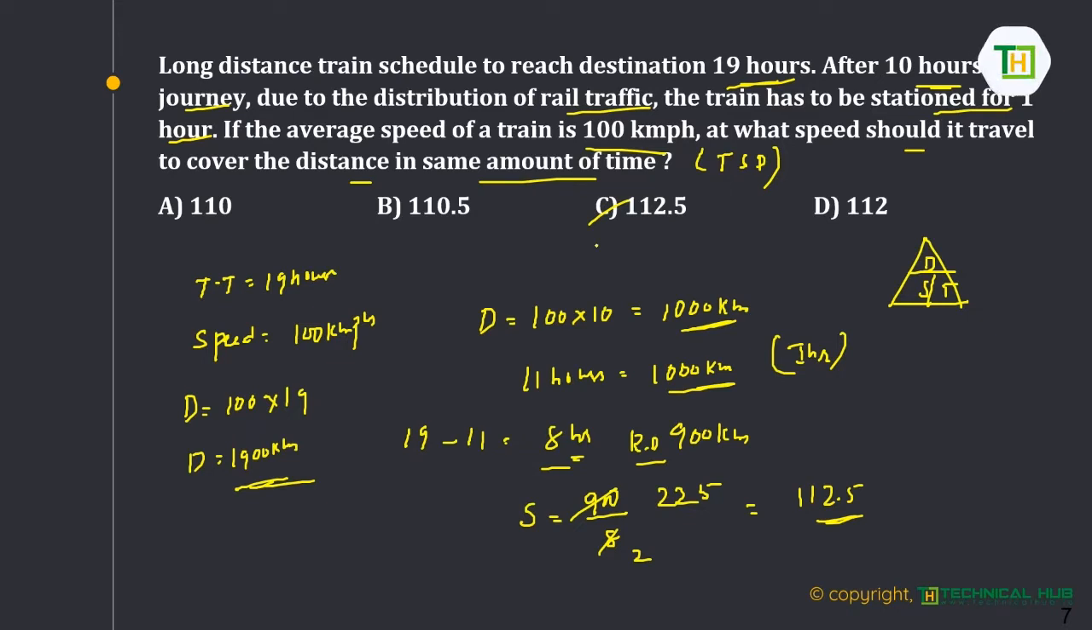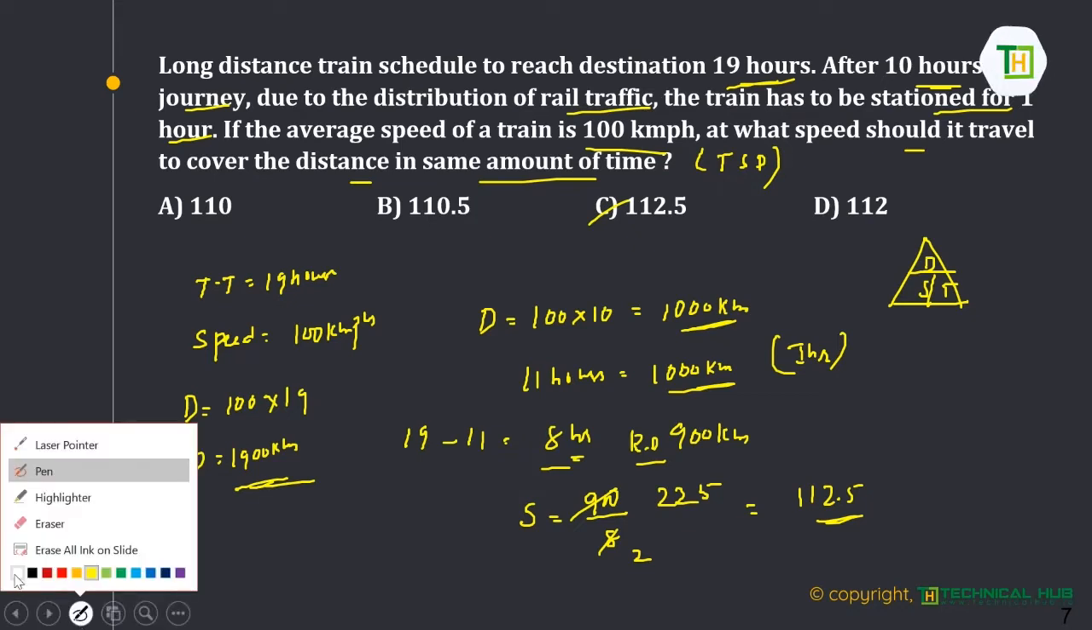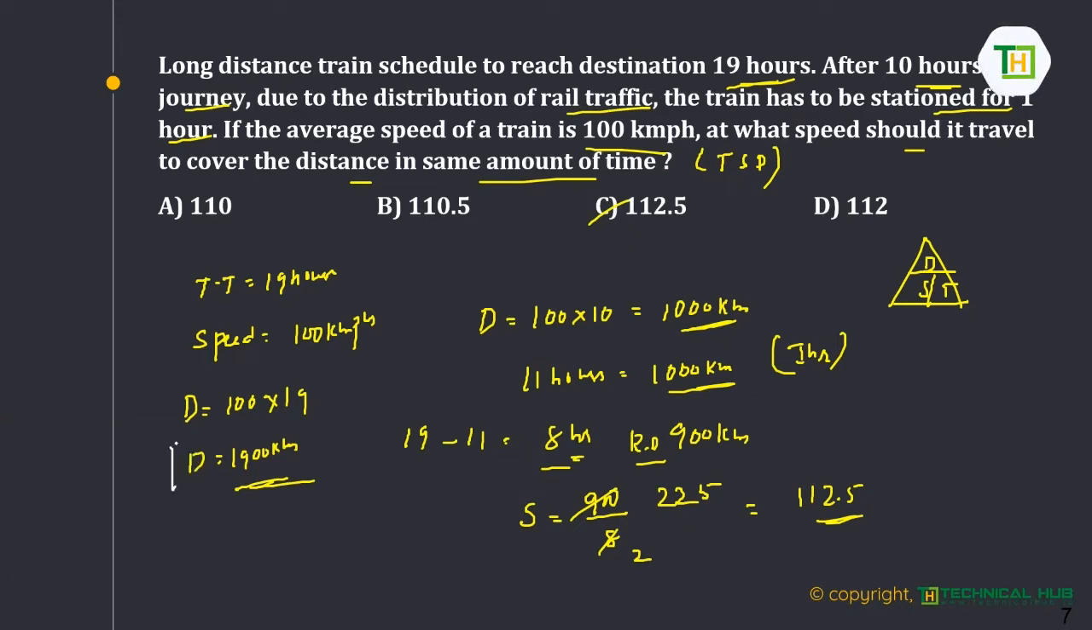So total distance is equal to 1900 kilometers. Okay, see after 10 hours what happened? Train has stopped for 1 hour. It means what is the distance covered in 10 hours if train moves 100 km per hour? So 1000 kilometers. After 10 hours train has stopped 1 hour, means in 11 hours also train covered 1000 kilometers only.